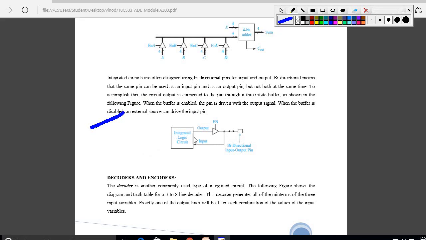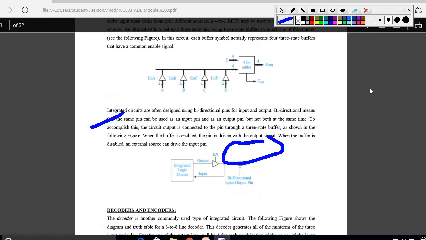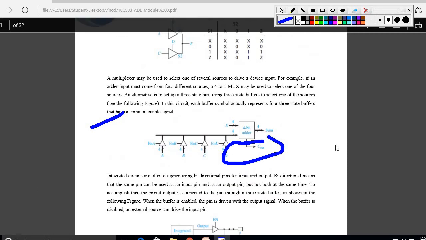See here in this diagram, it is an integrated logic circuit, and the output of this will be connected again to a buffer. There it is an enable input again, so it is always a bi-directional input-output pin. Don't consider these two. You have to remember this much.